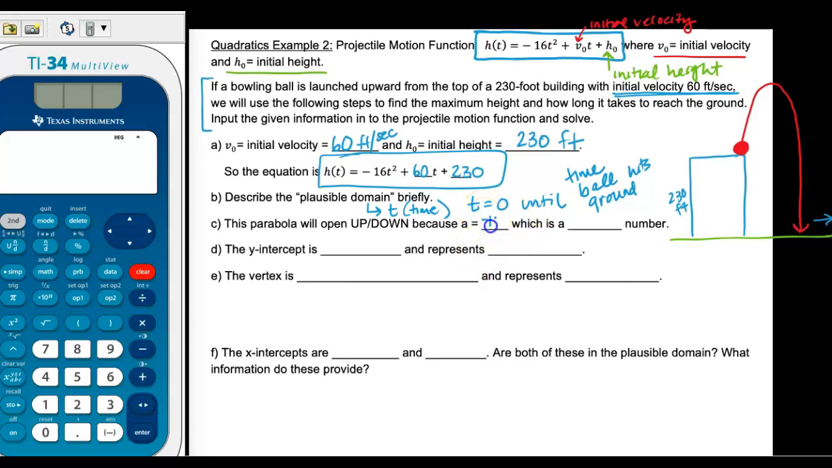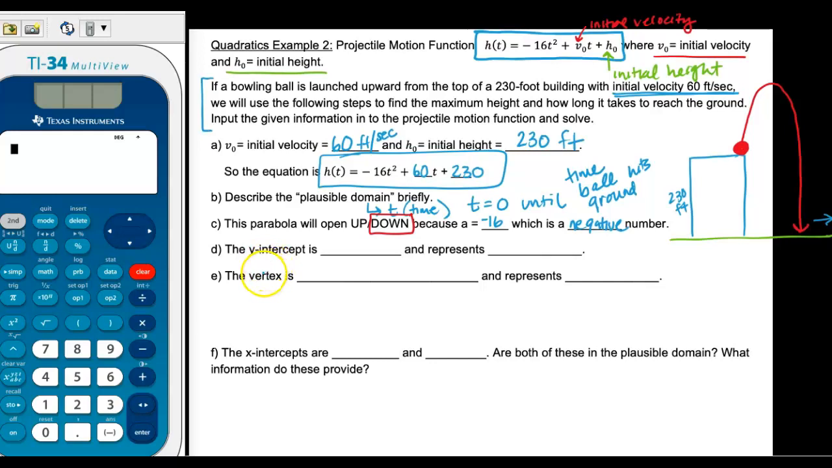So A is negative 16, which is a negative number. And because it's negative, that parabola is going to be facing down. So we can use the equation to confirm that it would face down. And then part D asks us to find the Y-intercept.